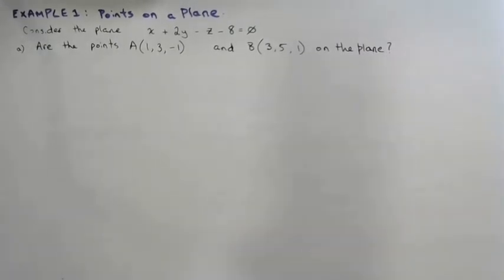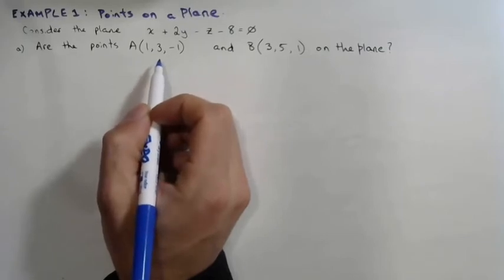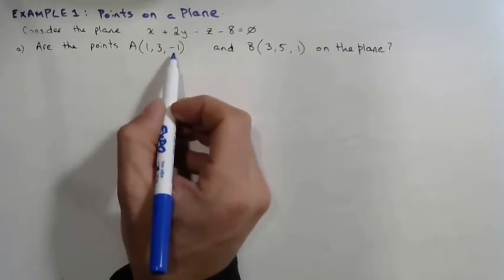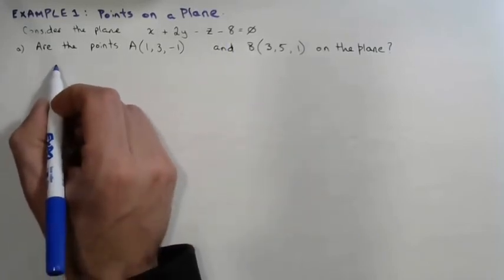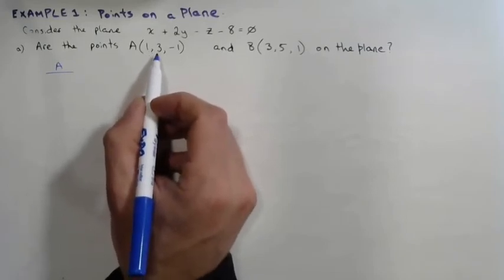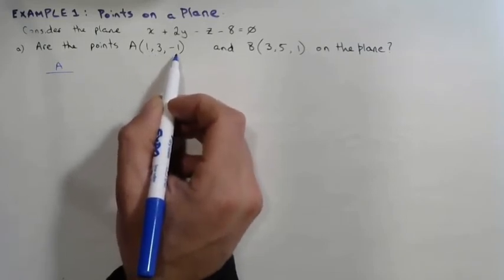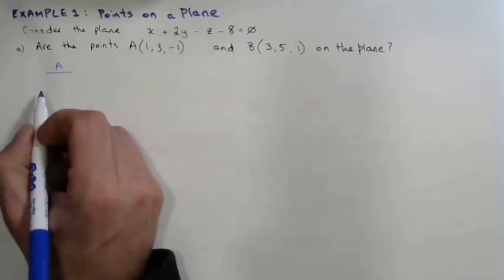All right, let's take that one on first. There's going to be 4 parts of this example. It probably takes about a full page. So are these points on the plane? Well, if they're on the plane, the coordinates x, y, z need to satisfy this equation. We'll check for A whether x equals 1, y equals 3, z equals -1 will make this equation remain true. We're going to do that using a left side, right side strategy.